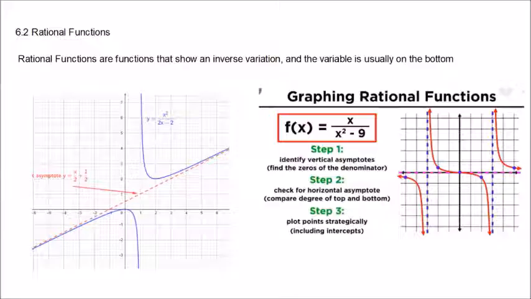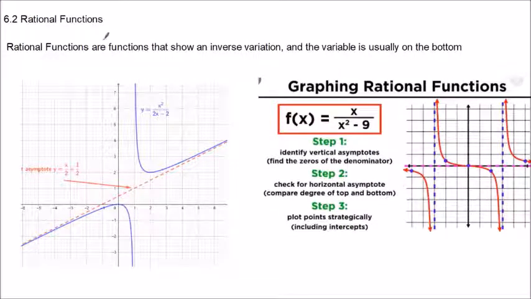Welcome to 6.2 Rational Functions. Today we have rational functions. Rational functions are functions that might show an inverse variation. However, the variable is always on the bottom of the fraction.